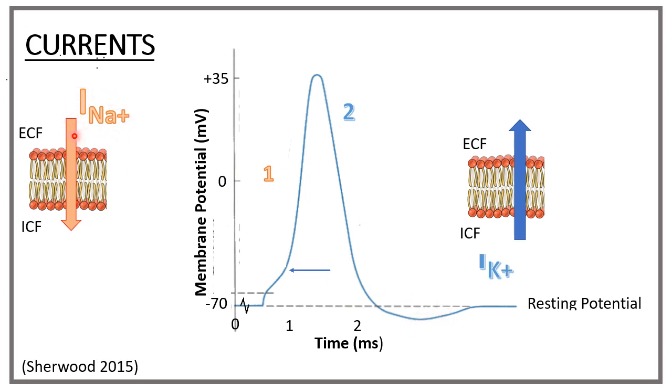Our sodium current is going to go from extracellular through intracellular space in this direction, and the potassium current is going to go from the intracellular space to the extracellular space. And now let's look at the channels that facilitate the passage of each sodium ion, which is responsible for the sodium current, and the channels associated with the passage of potassium ions, which form the potassium current.